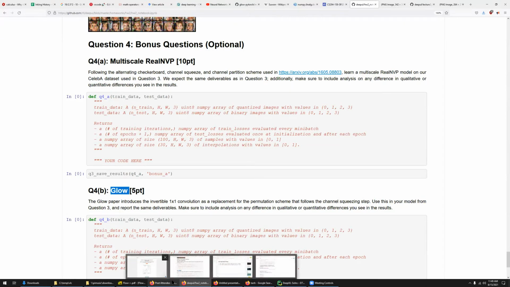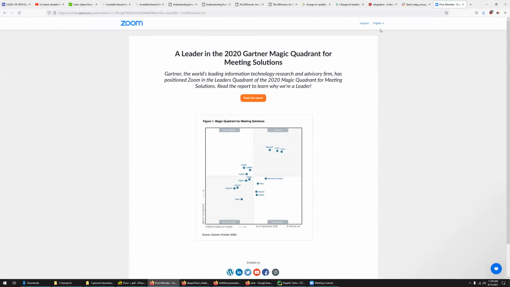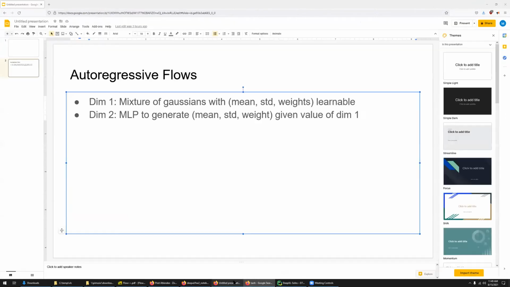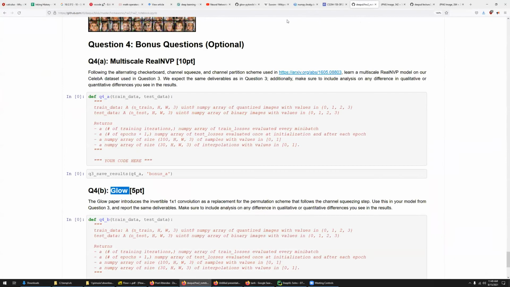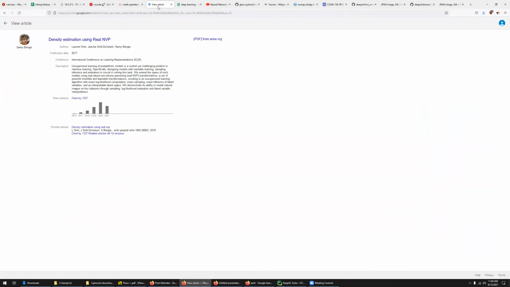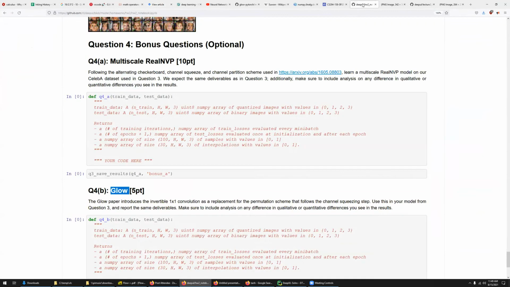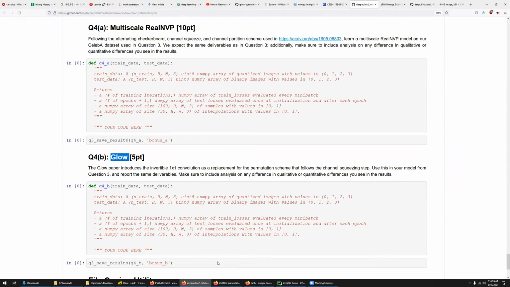Glow uses one by one convolution. Sorry, and I think I did look up... maybe it's gone. Okay, never mind. I think it's somewhere here. I looked it up on Papers with Code on Glow, and it looked pretty similar, except there was some convolution going on, one by one convolution.